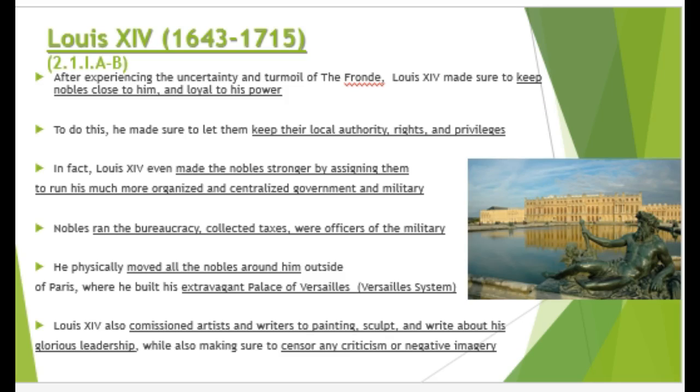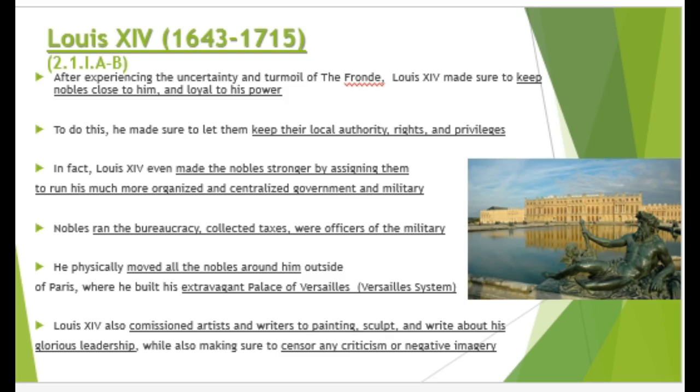Now, under Louis XIV, as you can see, this is under Key Concept 2.1, Roman numeral 1. After experiencing the uncertainty and turmoil of the Fronde as a youngster, remember, this is the last attempt of the nobility trying to halt the growing centralization and the growing power of the monarchy, Louis XIV really made sure that from that point on, he was going to keep the nobles close to him and loyal to his power. And we're going to talk about the ways in which he did this.